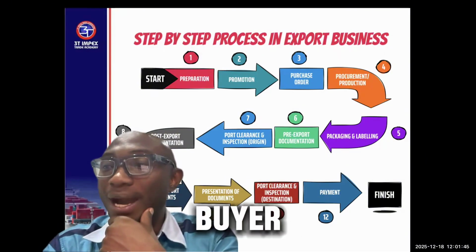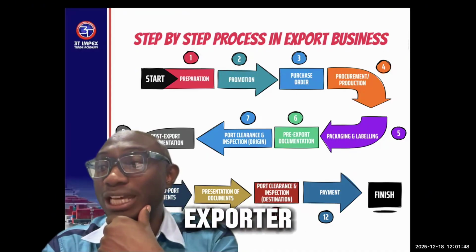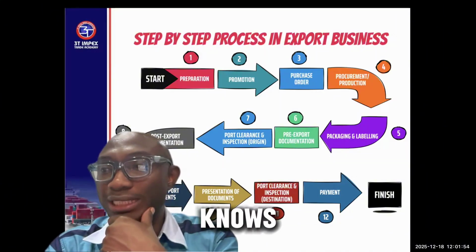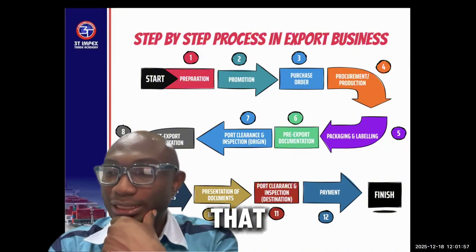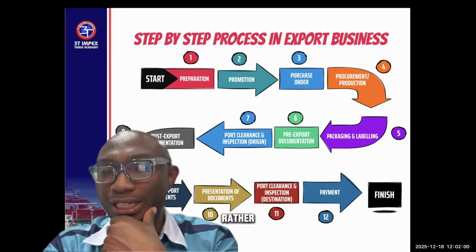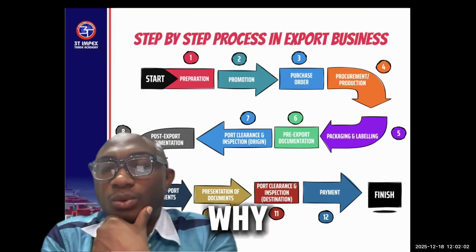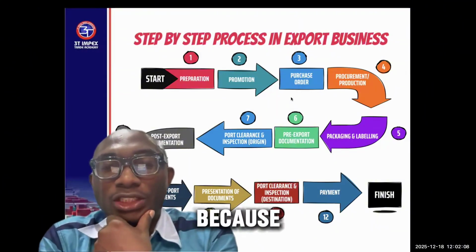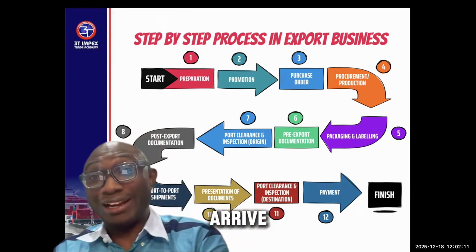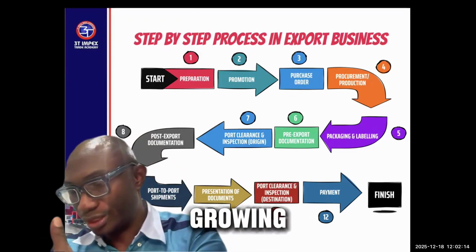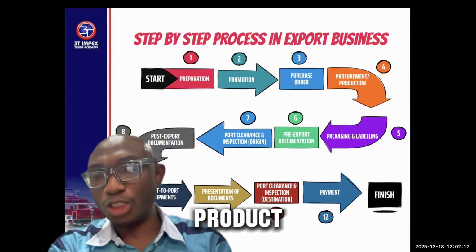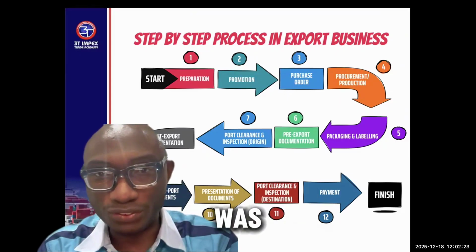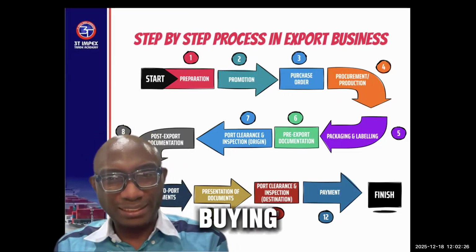It doesn't appear the exporter knows exactly what he's exporting. And what do I mean by that? Why does it appear like he doesn't know what he's exporting? The reason is because by the time the product arrived at destination, it was growing. The product growing in the container is evidence that the moisture level was very high. Of course, he doesn't know what he's buying.